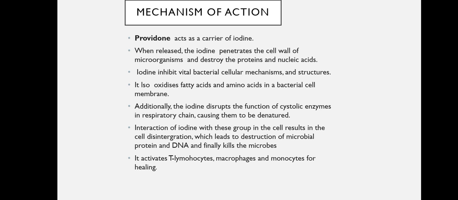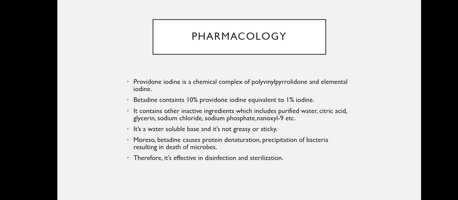It also activates T lymphocytes, macrophages, and monocytes for healing. These cells are part of the immune system. Moving on to the pharmacology. Pharmacology refers to the chemical makeup and behavior of a drug. Here I'll be talking about the pharmacology of Betadine. I have talked earlier that the active ingredient of Betadine is Povidone iodine, which is a chemical complex of polyvinylpyrrolidone and elemental iodine. Betadine contains 10% of this Povidone iodine, equivalent to 1% iodine. It contains other inactive ingredients, which include purified water, citric acid, glycerin, sodium chloride, sodium phosphate, nonoxynol, etc.